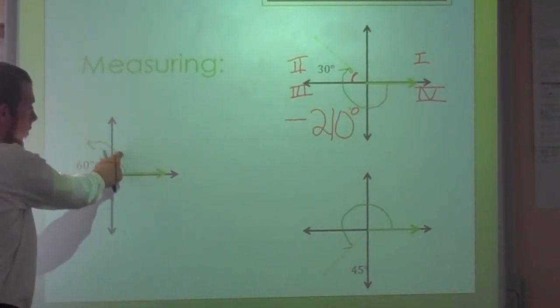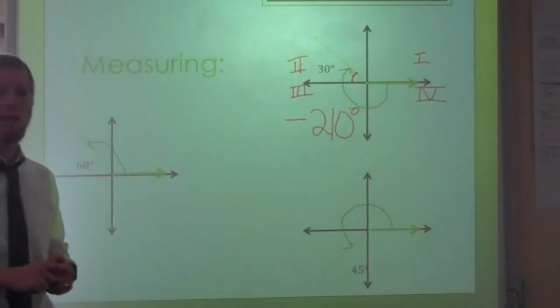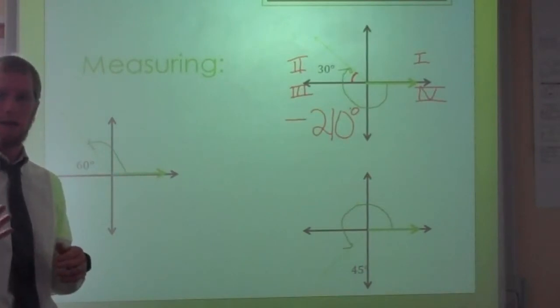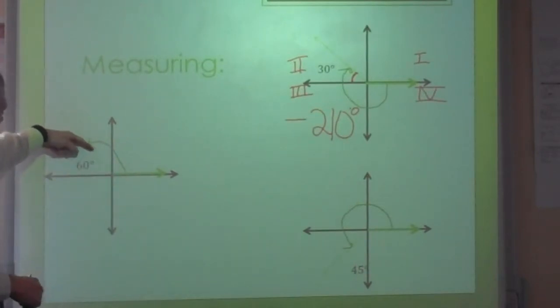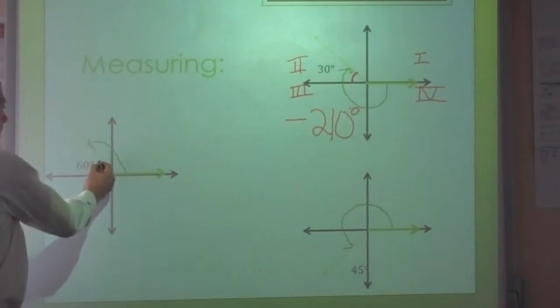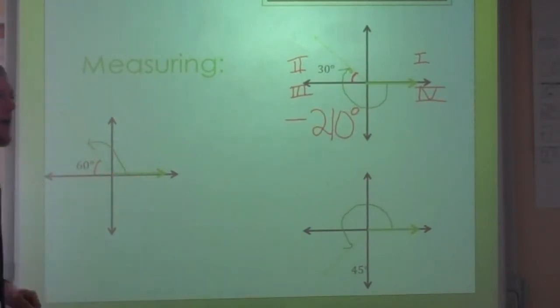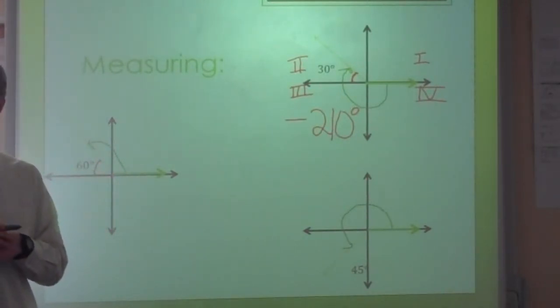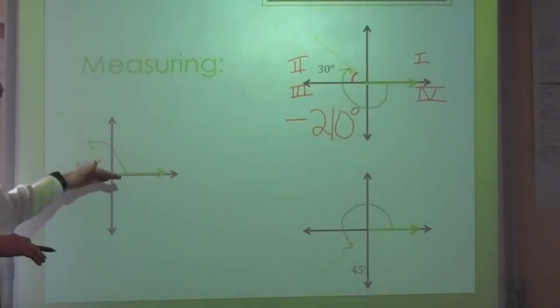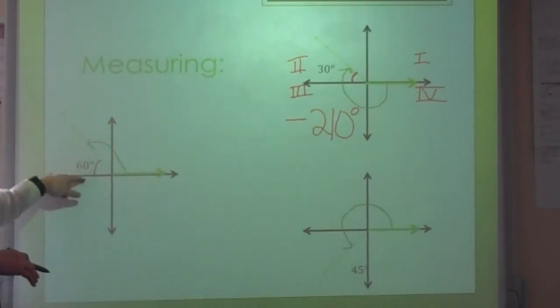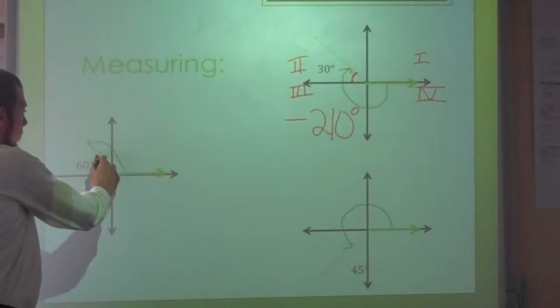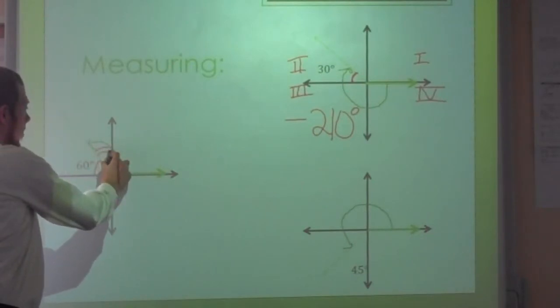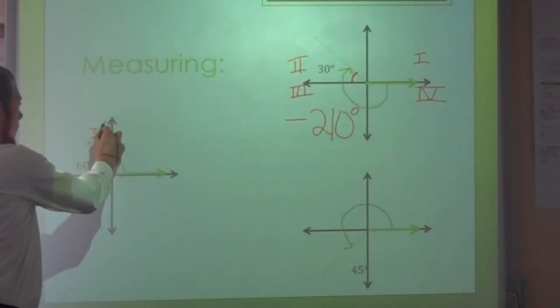As I look here, I see that I'm going counterclockwise, which means I must have a positive angle. I see that it goes all the way through the first quadrant, so that means it's got to be bigger than 90. And I see that from my terminal side through the second quadrant is 60 degrees. That must mean that this angle right here is 30.